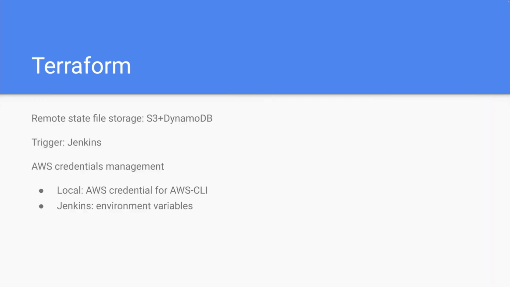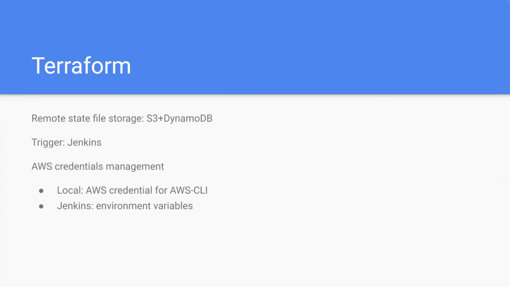Thank you, Justin. I will introduce our IaC tools. As mentioned before, we use Terraform as our infrastructure management tool. In our project, Terraform is triggered by Jenkins, and the remote state file of Terraform is managed by AWS S3 and DynamoDB. For managing AWS credentials when using Terraform, we modify the AWS credentials of the AWS CLI in the local environment, while we add environment variables on the Jenkins server.